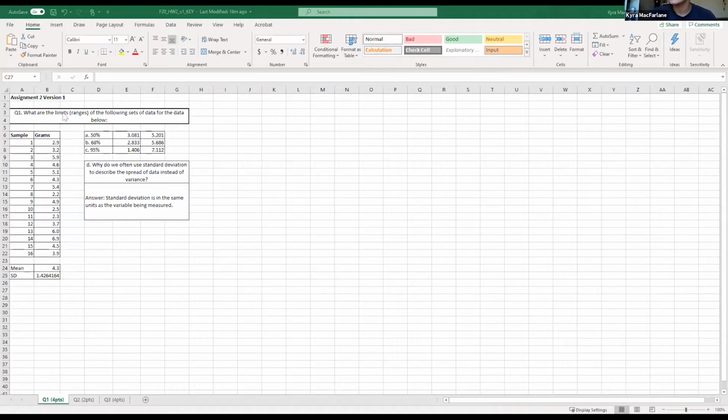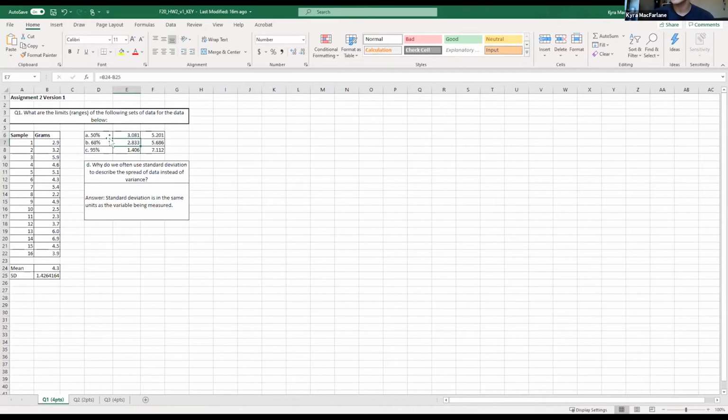So I asked you to find, so question 1, what are the limits, ranges of the following sets of data for the data below? So we have just the sample number. This is just our index number, 1 through 16. There's just 16 samples. And here we have the actual data values in grams. So we have to find these ranges of the middle 50% of data, which remember we talked about. The lower range is quartile 1. The upper limit of that is quartile 3.